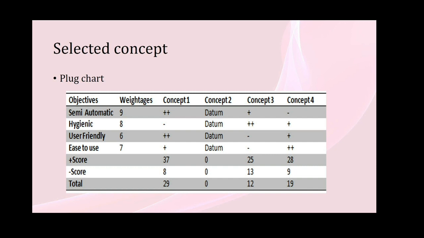Plus score for the first concept is 37, second concept is 0, third concept is 25, fourth concept is 28. Minus score for the first concept is 8, second concept is 0, third concept is 25, and fourth concept is 28. The total for these objectives of the first concept is 29, second concept is 0, third concept is 12, and fourth concept is 19.